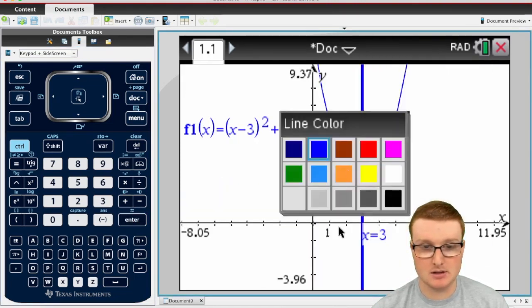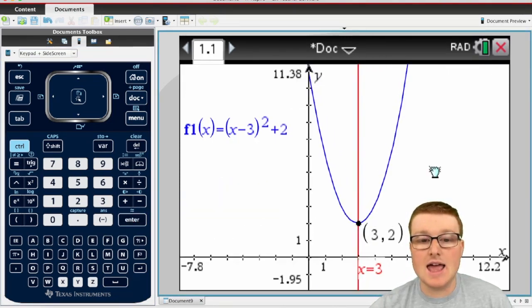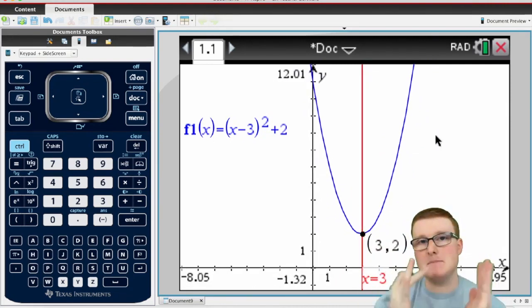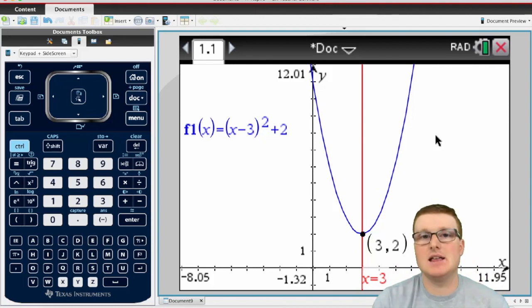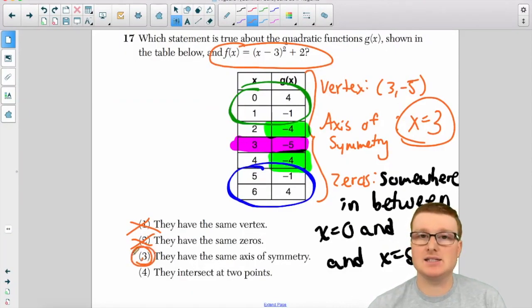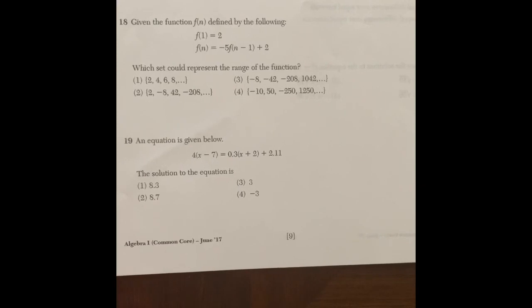Look at what happens. It is symmetric down the parabola, and it is a mirror image on both sides. That is what axis of symmetry means. Is it symmetric on both sides? And in this case, it is. So your answer is choice 3. They have the same axis of symmetry.